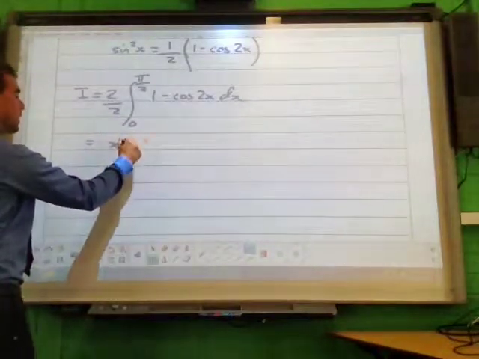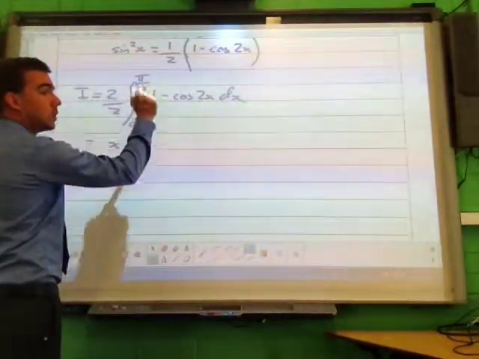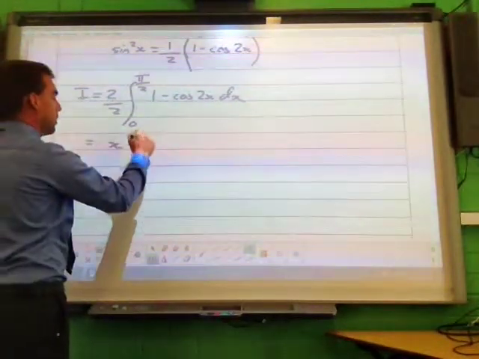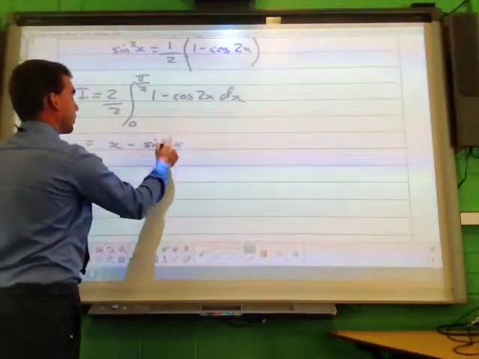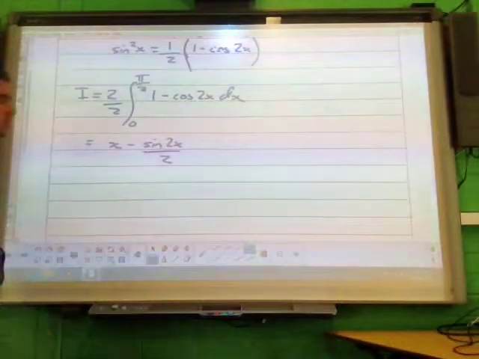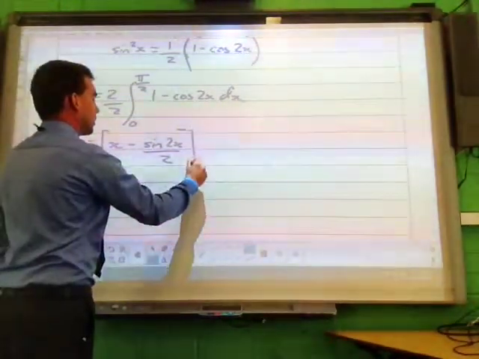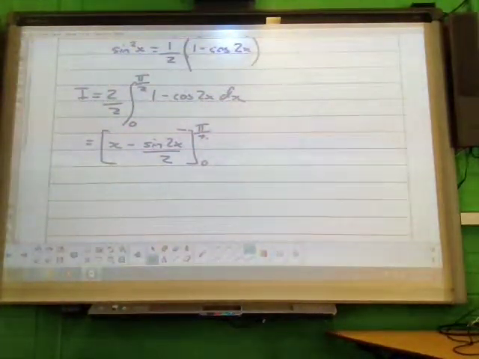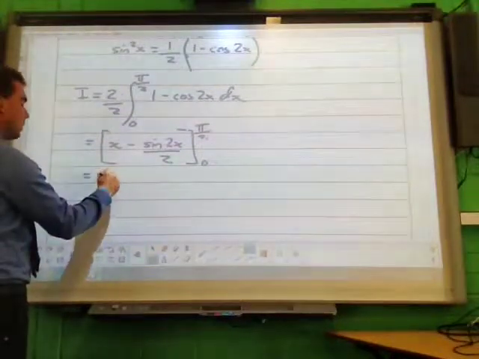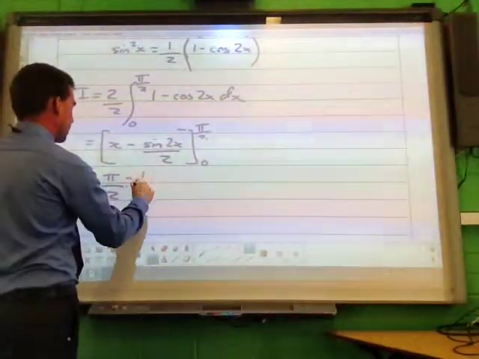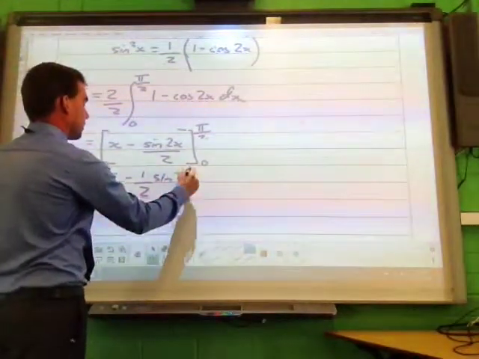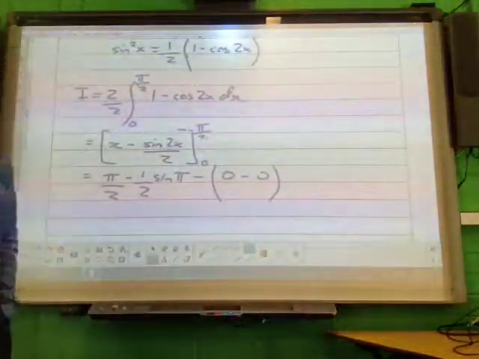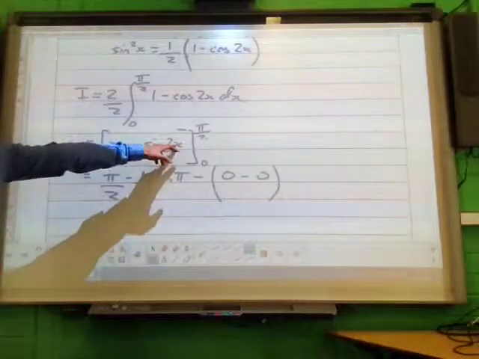Alright, so we've got x take away, because when we differentiate sine, we get cos, so when we integrate cos, we get sine. The half and 2 cancel out the front. And doing a quick observation with the 0 substitution, sine of 0 is 0.